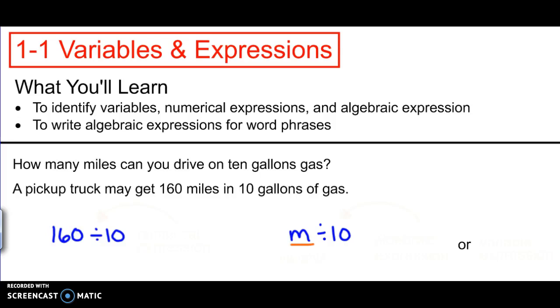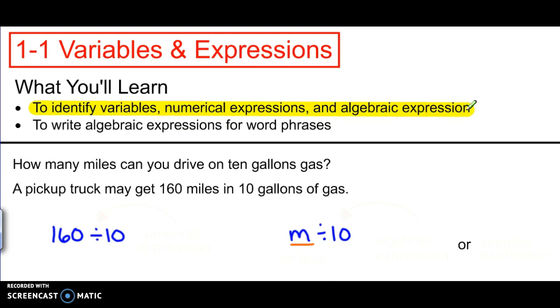Today we're going to talk about variables and their expressions. What we'll learn today are two objectives. One is to identify variables, numerical expressions, and algebraic expressions. And the second one is to write algebraic expressions for word phrases. Let's start with identifying variables and numerical expressions with algebraic expressions.